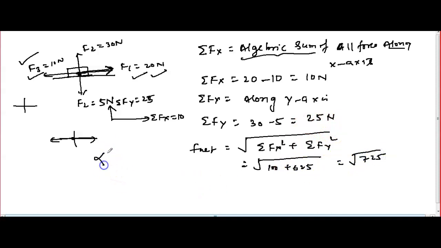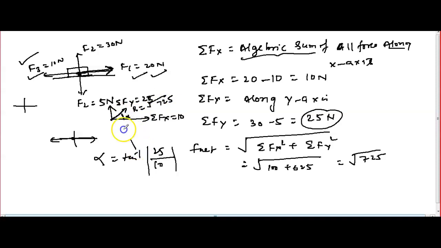And alpha, you can find it. Alpha is equal to tan inverse of y by x. Y is this F of y, which is 25, by 10. Getting? And this will be, you can represent the free body diagram. This is the resultant, which is square root of 725, and this is the alpha, which you got here. You can find it in the calculator and you can substitute it here.